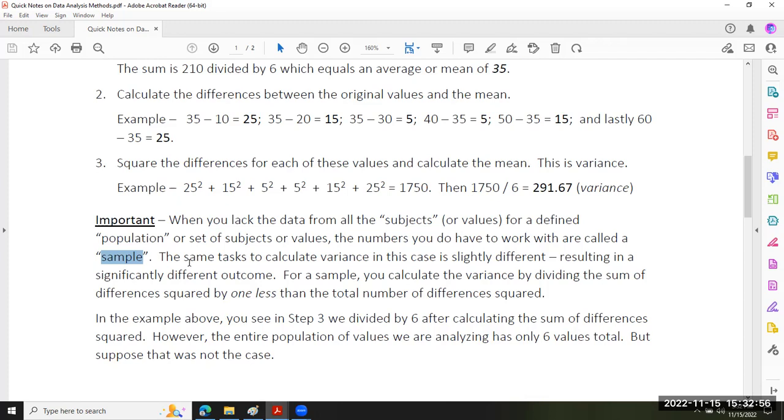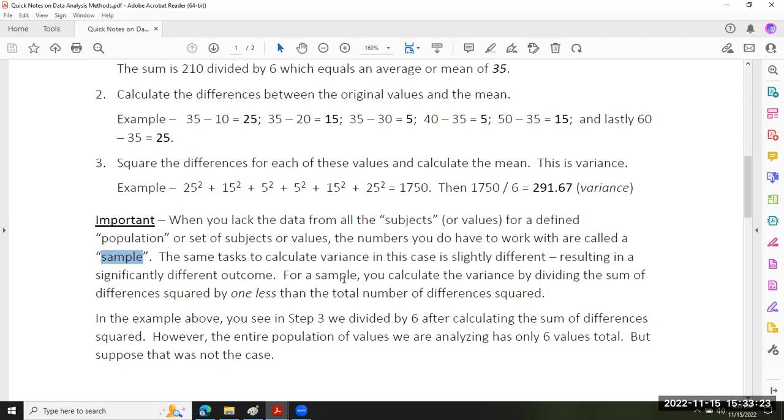And so when you have a population of subjects or values and you can't use all of them performing statistical calculations, a given set that you do have on hand, that's referred to as a sample. So when you hear the word sample, I want you to think incomplete, okay?